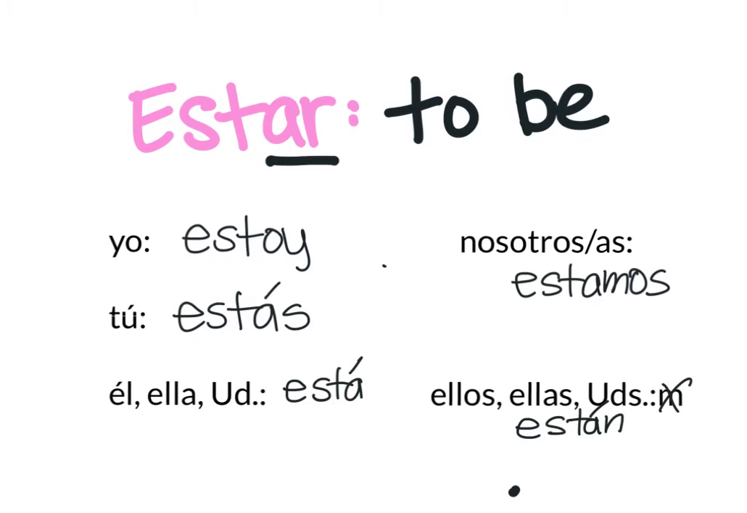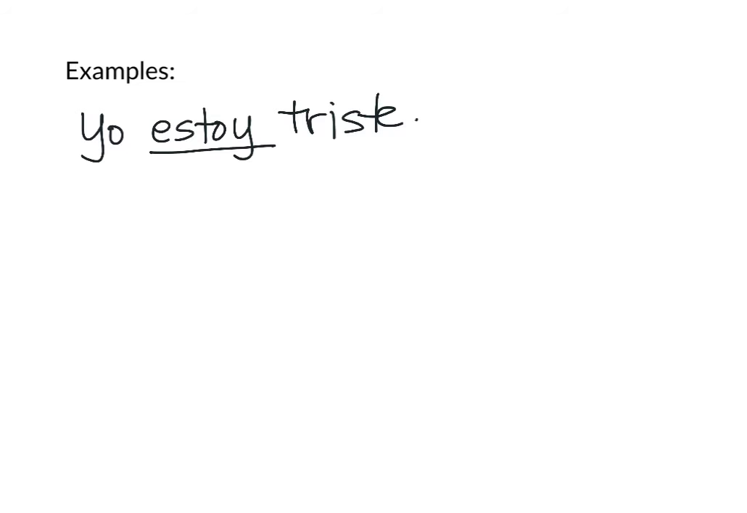Now, the uses of estar. Just like with any other verb, we can make sentences with it. So let's talk a little bit about the uses of it as I write sentences. Here are a couple of things that we can do. So for example, yo estoy triste. And that means I am sad. I am sad. So this one we can use to talk about feelings. All the forms of estar can be used to talk about feelings. Feeling sad, feeling happy, feeling tired, things like that.